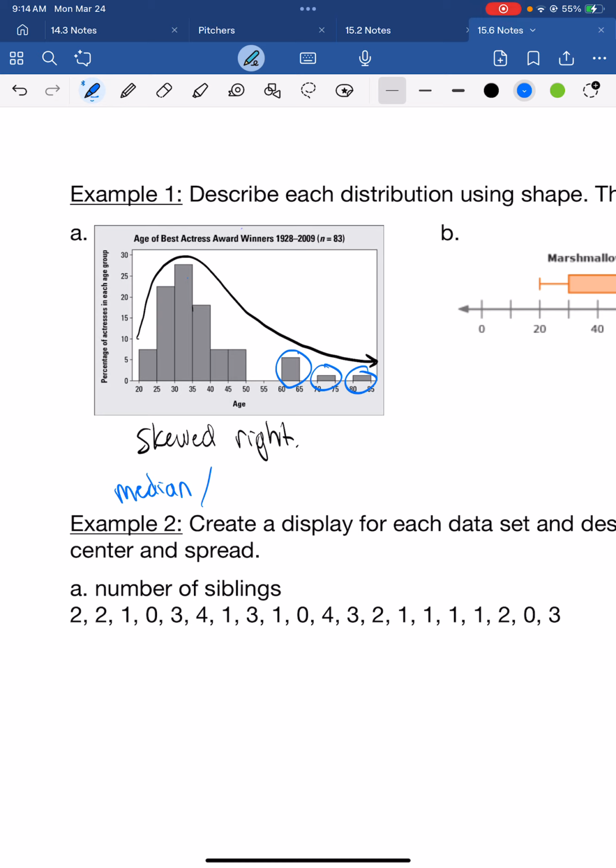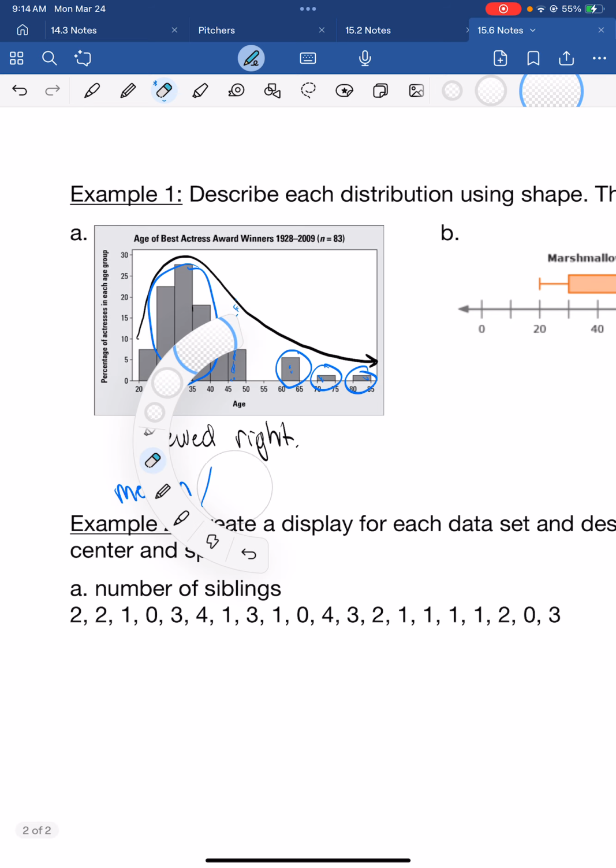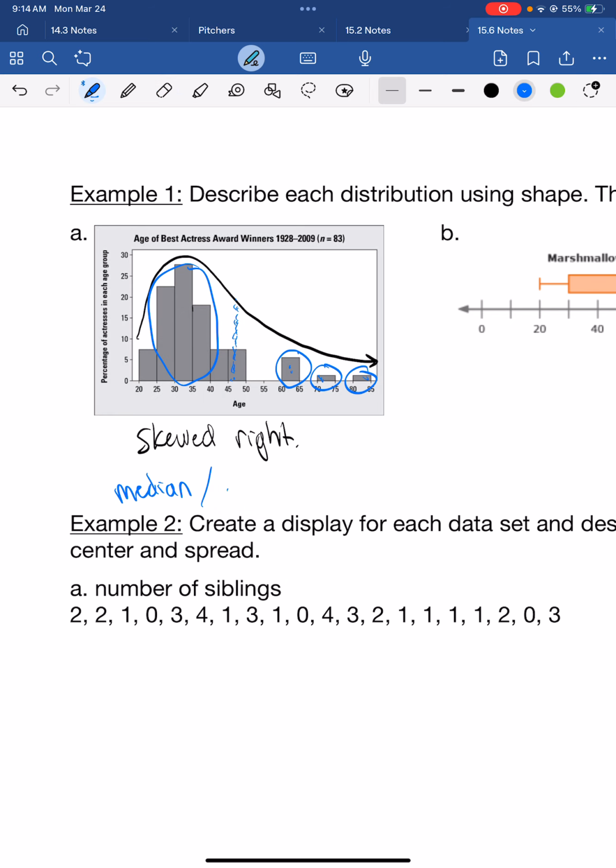So for the age of best actress award winners, most of them are right in this area between 25 and 40. But if we include these numbers out here in our average, it's going to drag our mean, and it's going to make it seem like the average person was between 45 and 50. But that's not really the case at all. So that's not a great representation of our data. And when we use the median, to describe our spread, we would use the IQR.